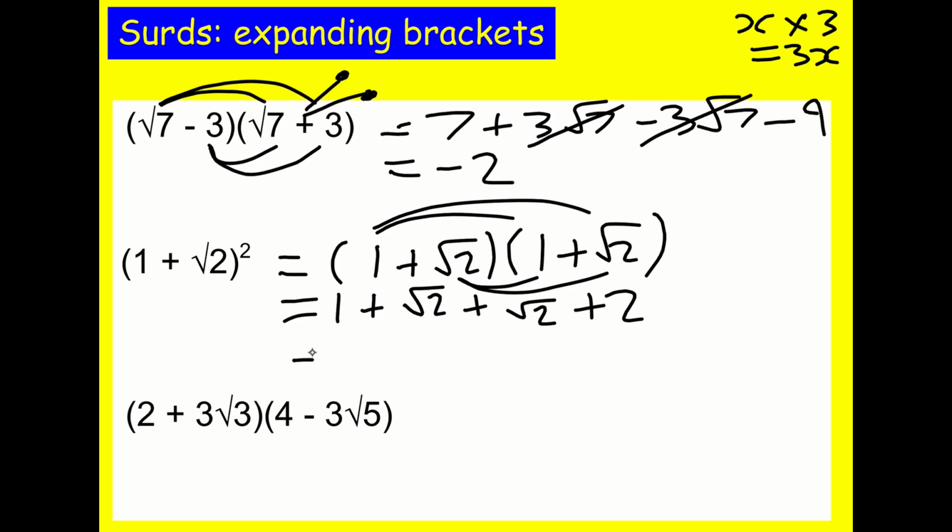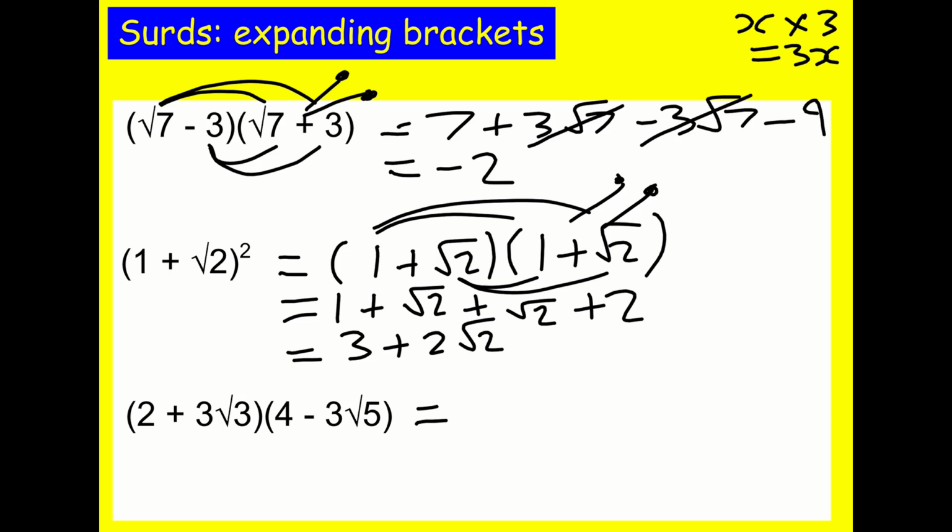Okay, we are nearly done. I can now combine my 1 and my 2 because they are like terms. The root 2s I can't combine with them because they've got roots over them, but I can add those two together. Root 2 plus root 2 is 2 root 2, and that is the answer to the second question. Okay, let's just draw the little crab in to finish it off.